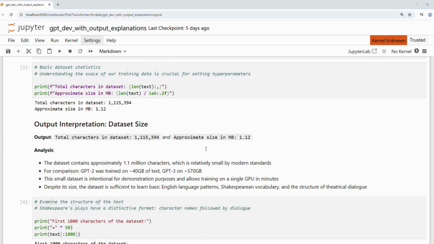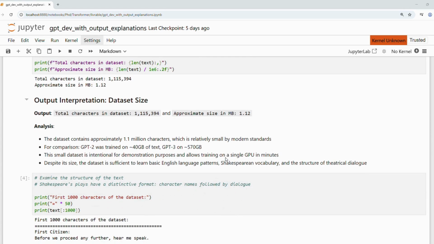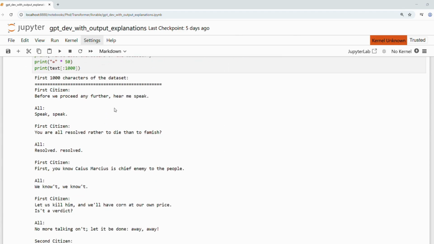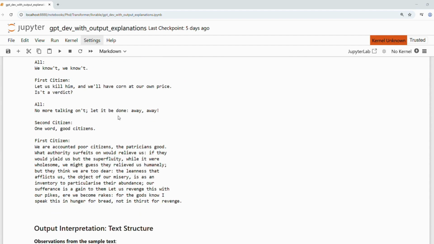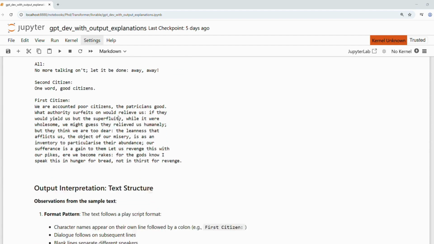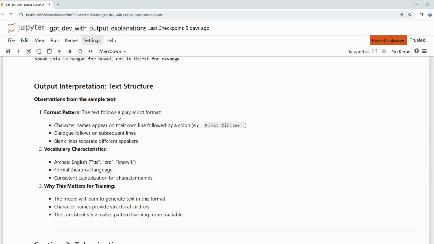Now that might sound small, but for a character-level model on a single GPU, this is a perfectly reasonable training corpus. When we examine the first 1,000 characters, we see a distinctive structure. Character names like First Citizen appear on their own lines, followed by colons and then dialogue. There are also stage directions, line breaks, and punctuation. This structured format is actually a great test case. A successful model should learn not just English words, but also the formatting conventions of a play script.